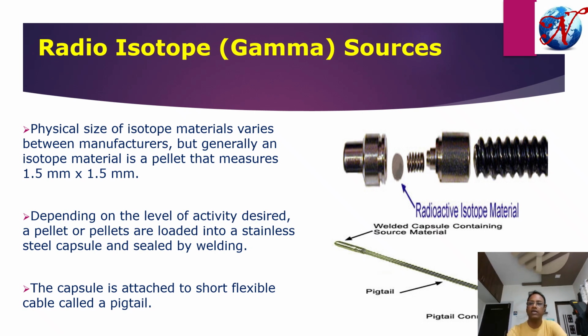When we are using these isotopes, the basic definition of isotopes is: when two elements have the same atomic number but different mass numbers, they are known as isotopes. Iridium-192 and iridium-191 both have the atomic number of 77, but they have different mass numbers. That's why they are known as isotopes. Iridium-192 is in a radioactive form, that's why iridium-192 is known as a radioisotope.